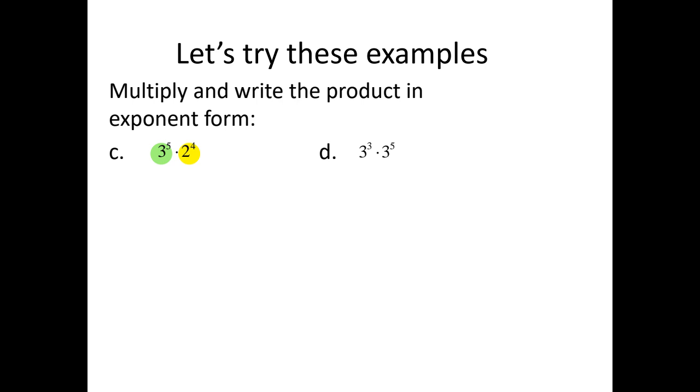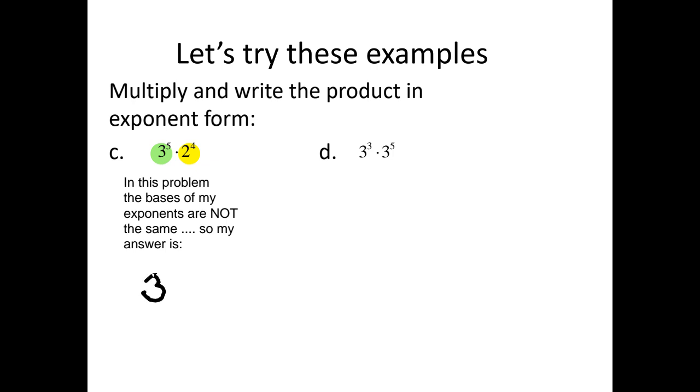In this problem, the bases of my exponents are not the same. So my answer is exactly what I have. This is going to become 3 to the 5th times 2 to the 4th. This is what it equals. The bases are not the same. I cannot take the 3 and the 2, the green 3 and the yellow 2, and multiply them together and then say 5 plus 4. No, no, no, no, no.